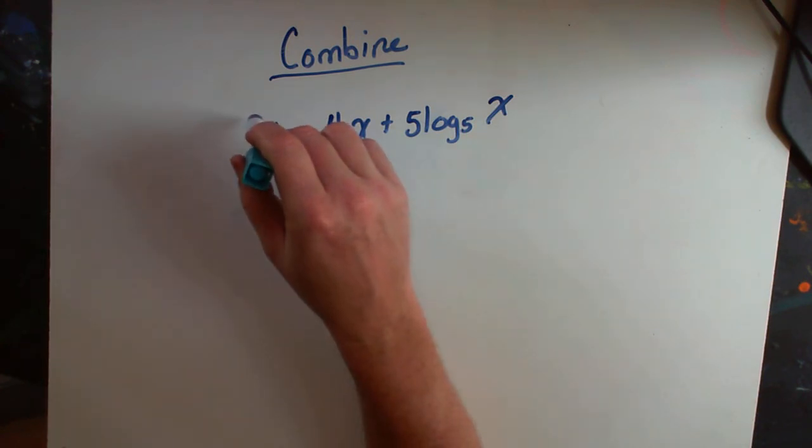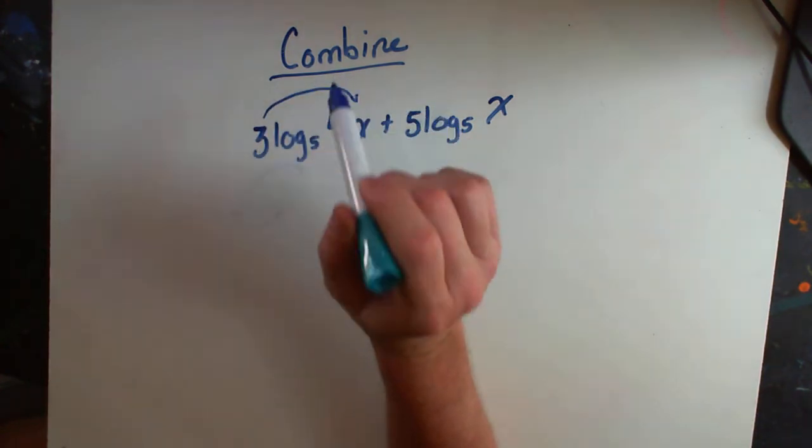So in this case, the first thing we're going to do is take the 3 and move it up to make it into an exponent.